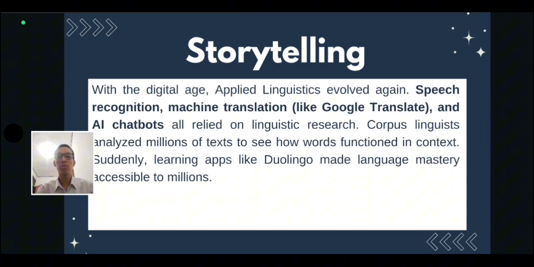With the digital age, applied linguistics evolved again. Speech recognition, machine translation like Google Translate, and AI chatbots all relied on linguistic research. Corpus linguists analyze millions of texts to see how words function in context. Suddenly, learning apps like Duolingo made language mastery accessible to millions.